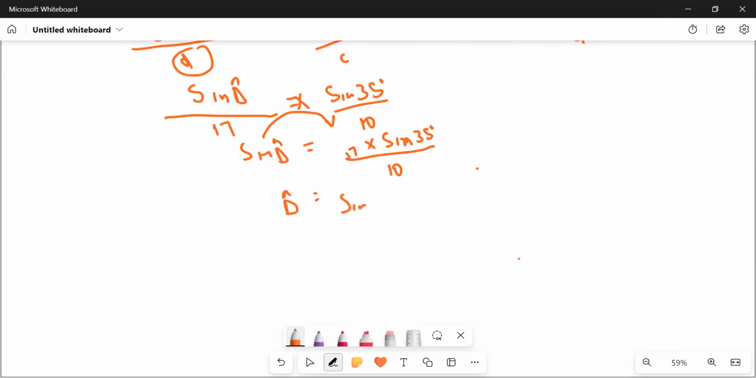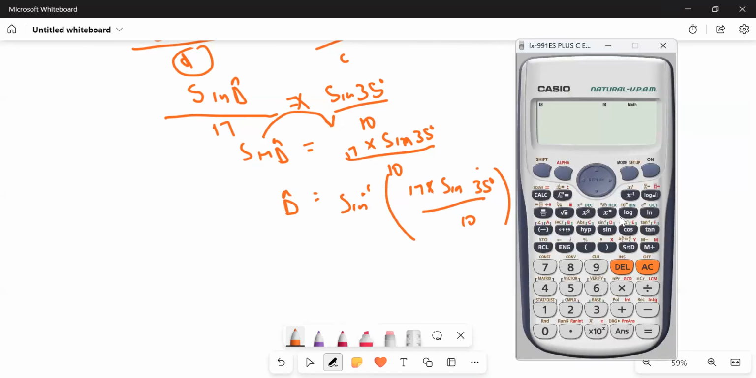Okay, so we have sine arc again, the sine of 35 all over 10. Okay, let's type that and compare our answers after that. So it's sine arc, and then it's 17 multiplied by the sine of 35, close bracket, all over 10. Close bracket.